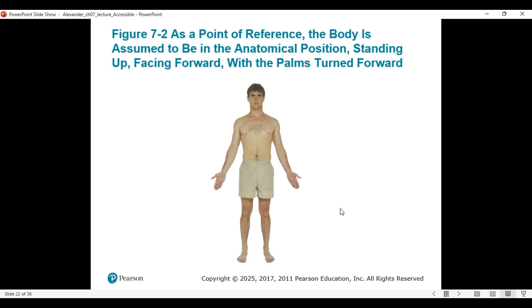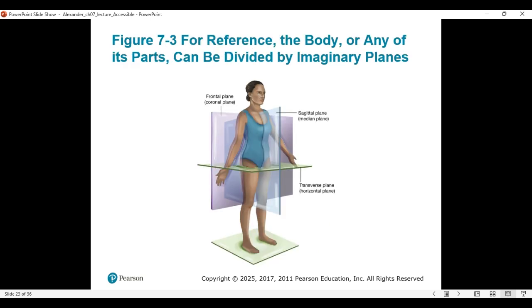This is the anatomical position, standing facing you with palms forward. When we hear the anatomical position, this is exactly what we're talking about. Different body planes can split the body. A frontal plane will divide the body front and back. The sagittal plane runs down the medial line, so it divides it left and right. And the transverse plane divides upper and lower.